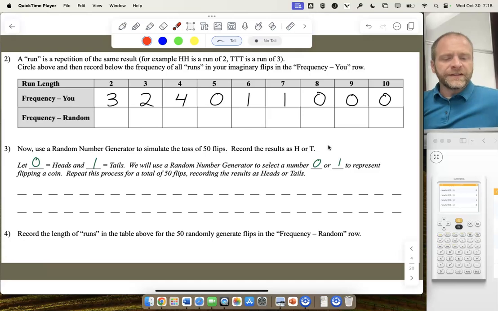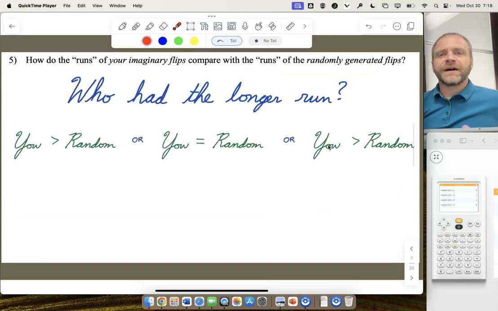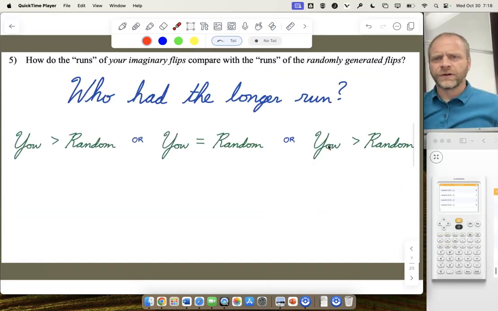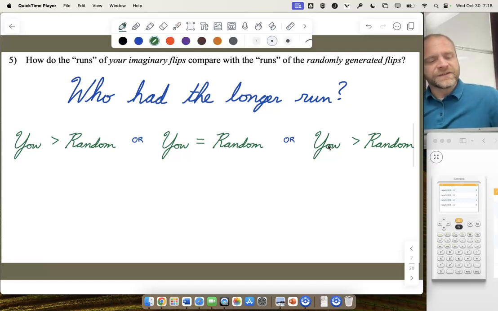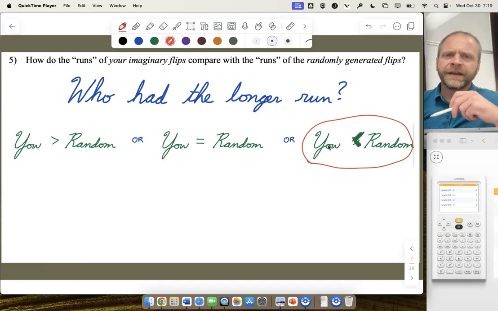Now, when we're looking at this, some people are going to be in different spots. Who had the longer run? Did you put 10 heads in a row, or were they about the same? For me, I actually had the longer run, but for a lot of you, and this is actually written backwards, my apologies, this should be less than or equal to. Over here, a lot of you, in my opinion, are probably going to be right here. You're going to find out that random will probably do a little bit longer of a run than what you were thinking was going to happen.